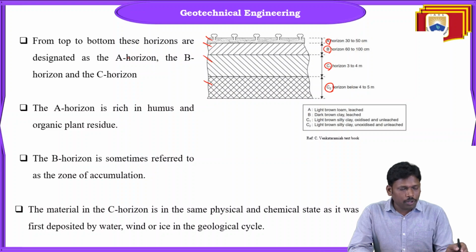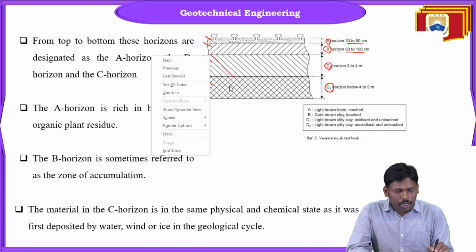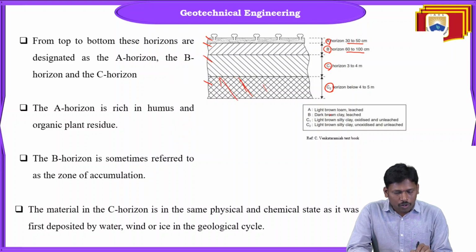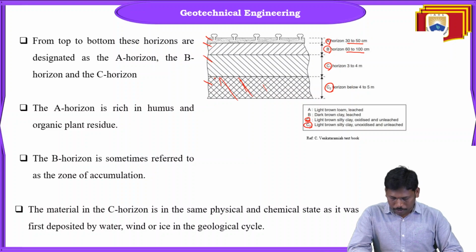So here at the top, horizon A actually covers up to 30 to 50 meters, and then 60 to 100 meters, and this is the bedrock, or we can say very hard rock. As you can see, A describes light brown, low leached soil, and the color of this horizon B soil is dark brown clay, and the light brown silty clay is horizon C1, and the light brown silty clay is horizon C2. So these are various characteristics of each soil profile in the case of horizon A to C.